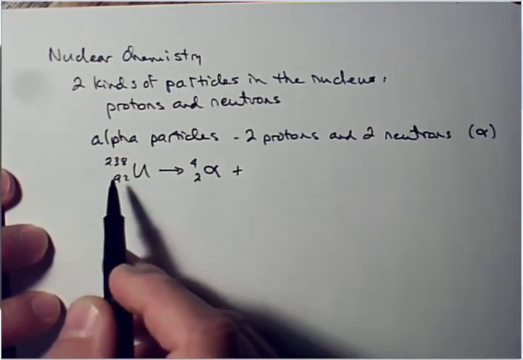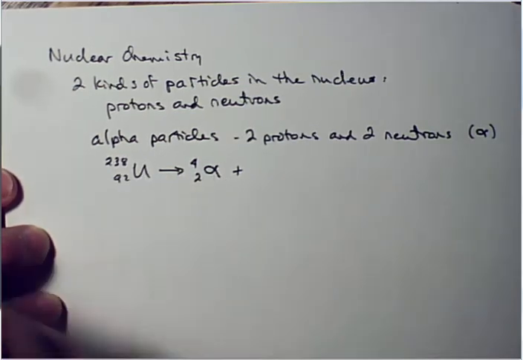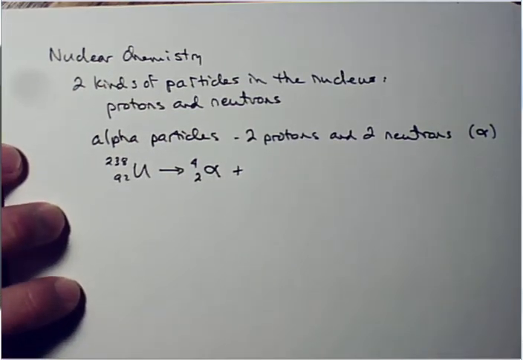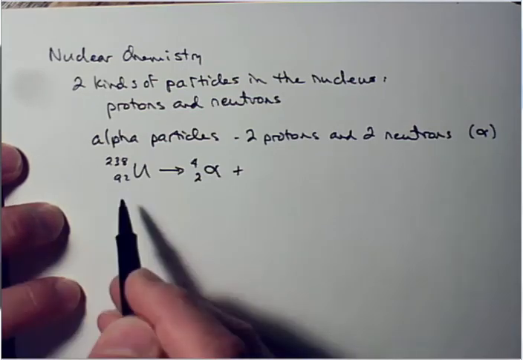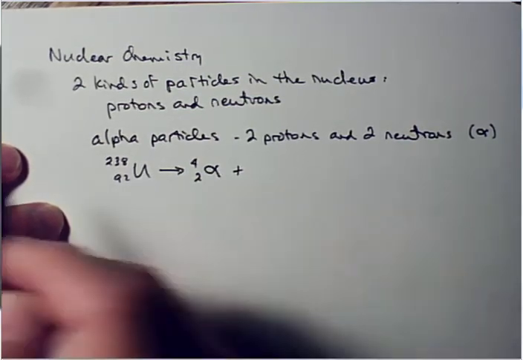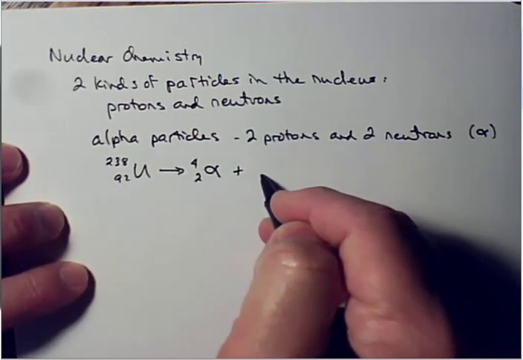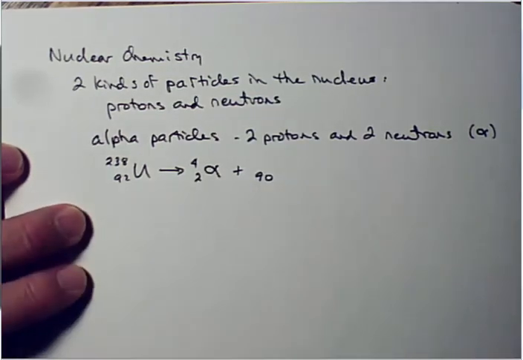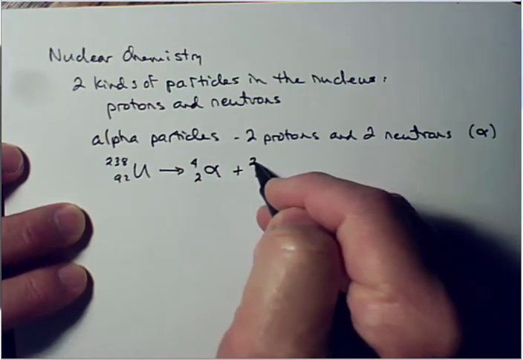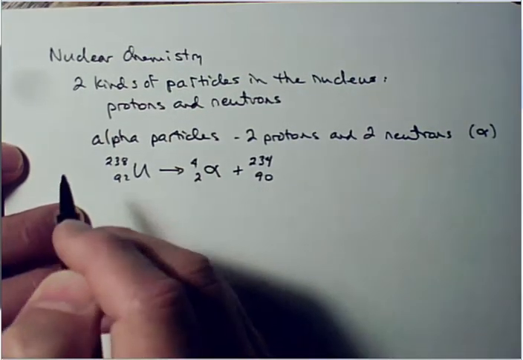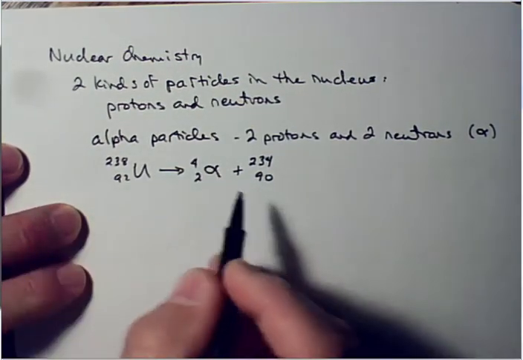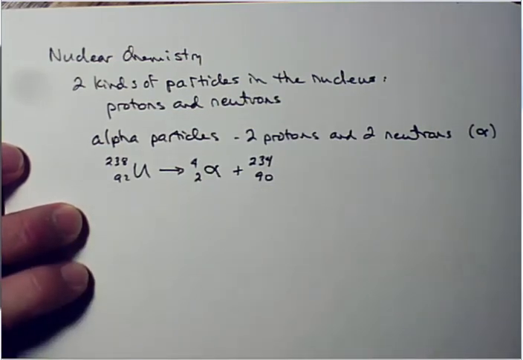Okay? Then, if we take that out, what do we have left over? How many protons are we going to have left over in the particle that remains? 90. And what atomic mass are we going to have for the particle that remains? 234. See, this isn't hard, is it? Okay, so what element has an atomic number of 90?